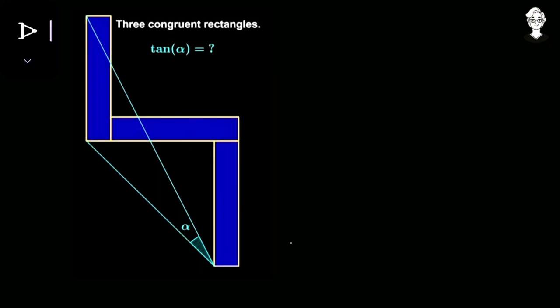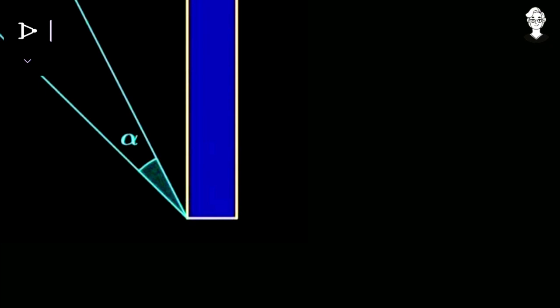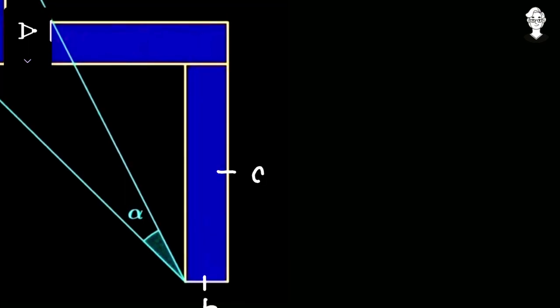So first of all, it's given that these three rectangles are congruent. So let us have the data from that. As they are congruent, we already have that their length and breadth are all equal. So let us mark that over here. I will just take the breadth of all of these as b, and the length of all of these is equal to a.